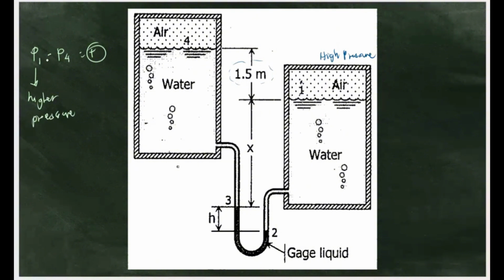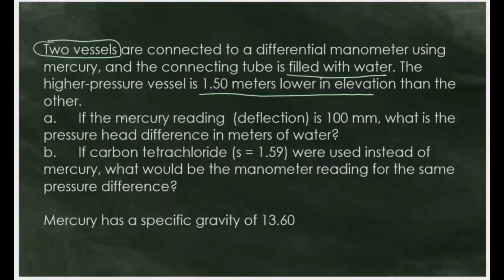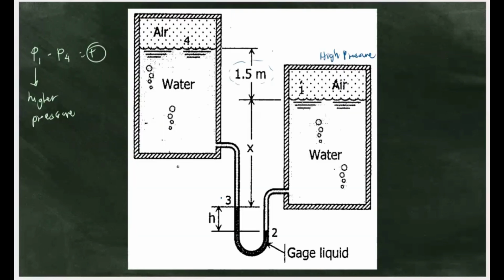Okay? So, ayan. So, para mas easy calculation, ito yung setup niya. Bakit naging ganyan na setup ng manometer? Sabi kasi is, if the mercury reading deflection is 100 mm, what is the pressure head difference in meters of water? Since mas mataas ngayon nasa kanan na tank, ito yun. So, P sub 1 is greater than P sub 4. Malamang ang mangyayari is, yung deflection ninyo ay aangat papunta doon sa mas mababang pressure.